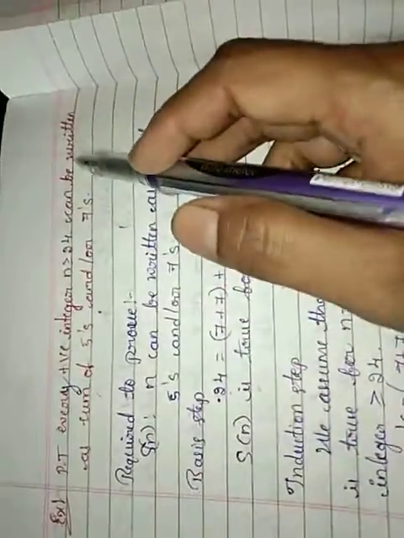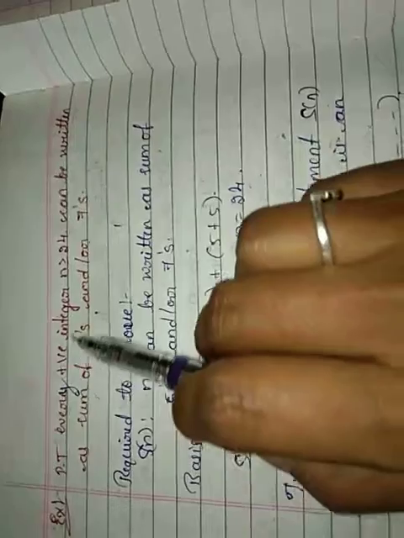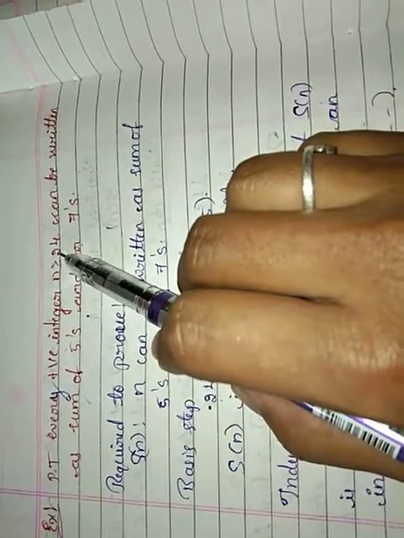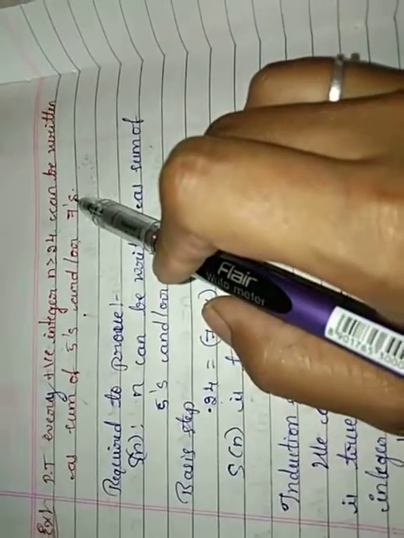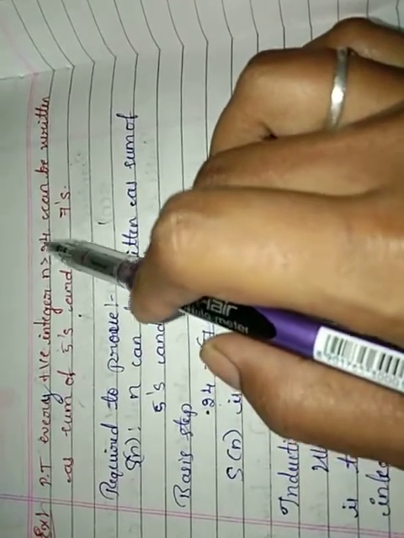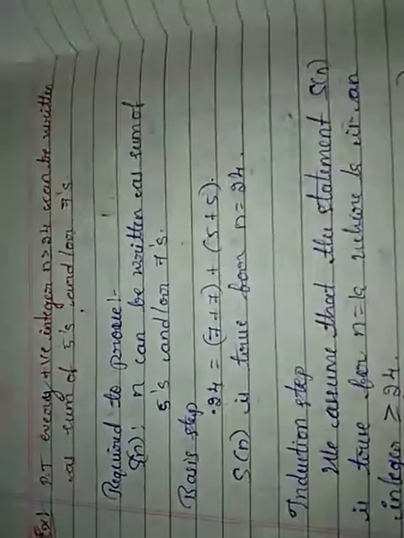We are discussing the problem on mathematical induction again. So here I am taking an example: every positive integer n greater than or equal to 24 can be written as a sum of 5s and 7s. That means the numbers which are greater than or equal to 24 can be expressed as a sum of 5 and 7.